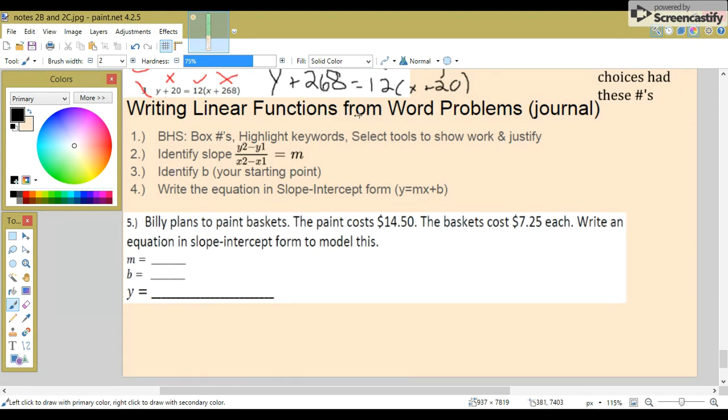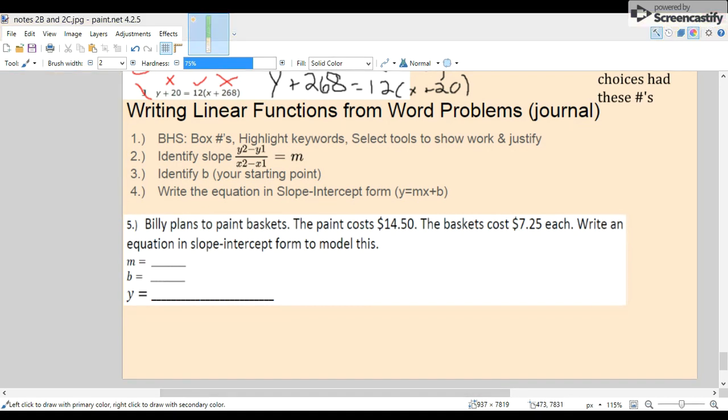Writing linear functions from word problems. Write this on your foldable. BHS. It stands for box the numbers, highlight keywords, select tools to show work, and justify. So let's do that first. Let's read the problem. Billy plans to paint baskets. The paint costs $14.50. The baskets cost $7.25 each. Write an equation in slope-intercept form to model this.